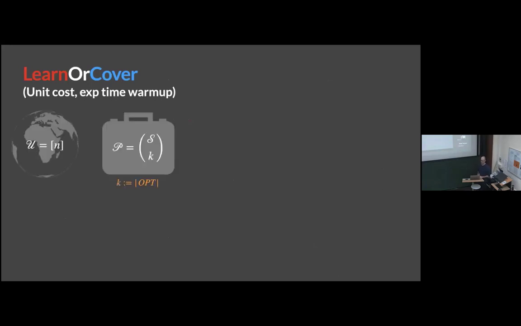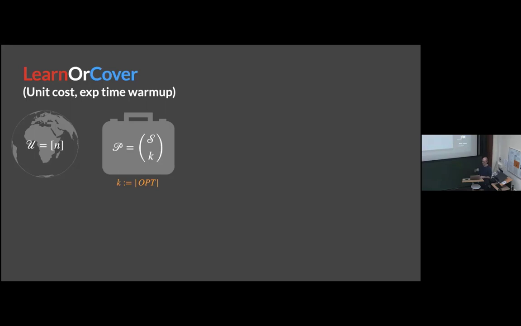Okay, so here's the algorithm. In our heads, we're going to think of these two collections. One is U, which is the ground set of all elements that we need to cover. That's the world. And we're also going to imagine holding on to a portfolio, script P. Script S was the collection of sets that I can pick, and K is basically the size of opt. You can assume, using standard guess and double tricks, that you know the size of opt.